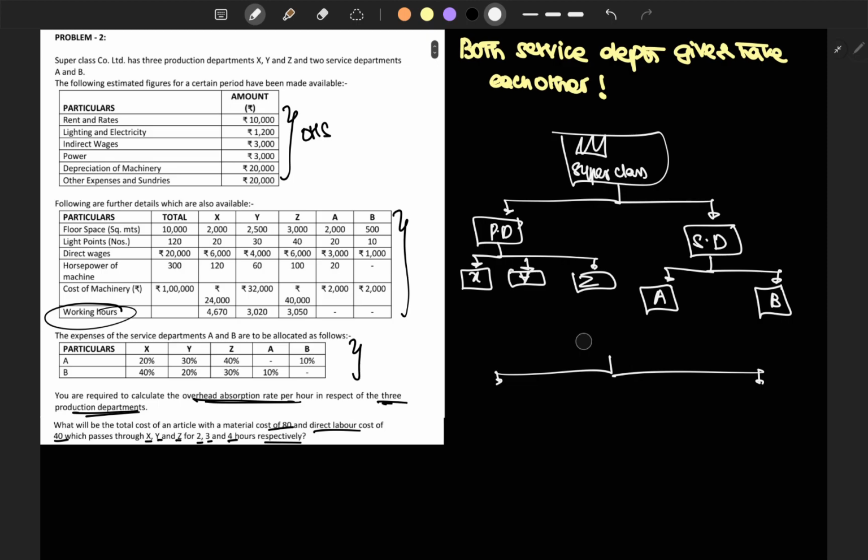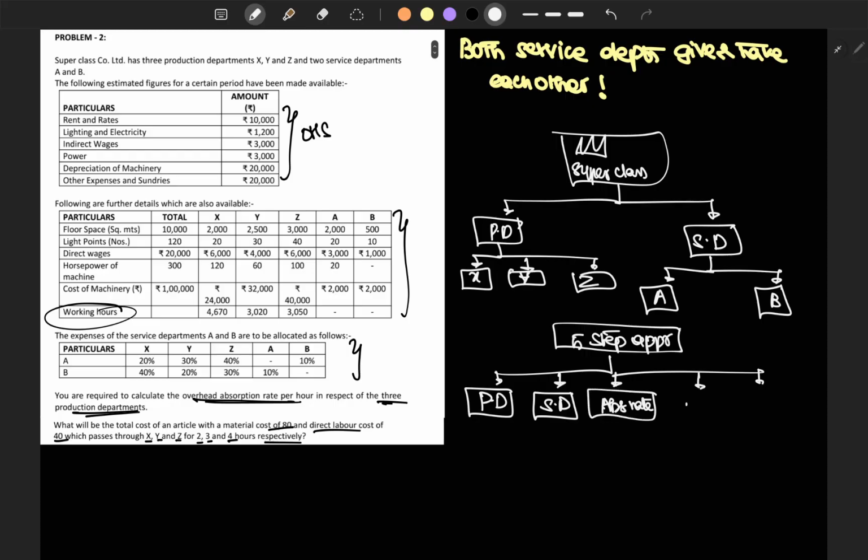So what would be the steps? It's a 5 steps approach. The first step is primary distribution, the second step is secondary distribution, the third step is absorption rate, the fourth step is charging overheads to the products, and the fifth step is the total cost of an article, or total cost per unit. So this is the 5 step process.